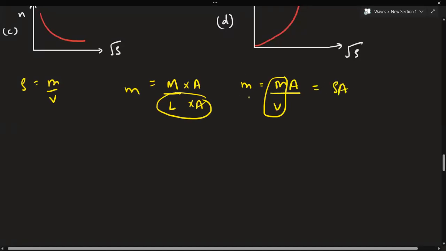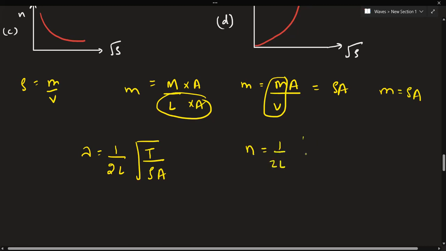So we now have a relation between mass per unit length and density. Mass per unit length is equal to the product of the density and the area. If I substitute this in the equation for the frequency, 1 by 2L under root T by M, then instead of M, I write rho A. So frequency, given by N, is N equal to 1 by 2L under root T by rho A.